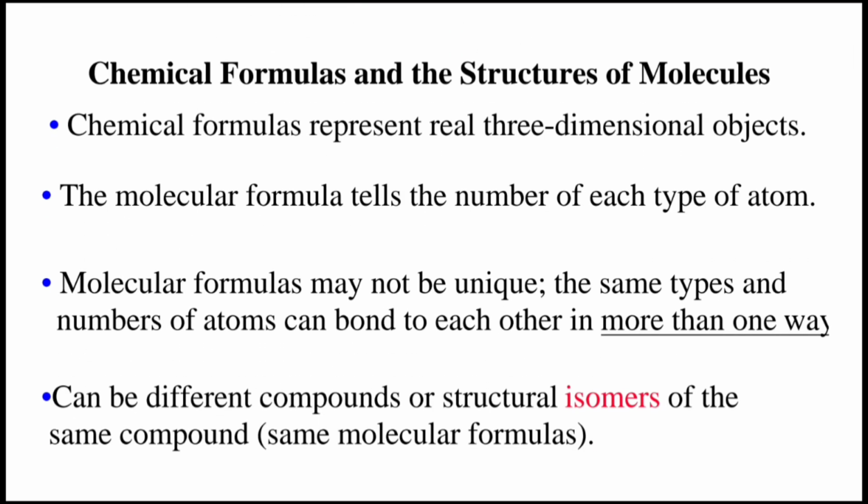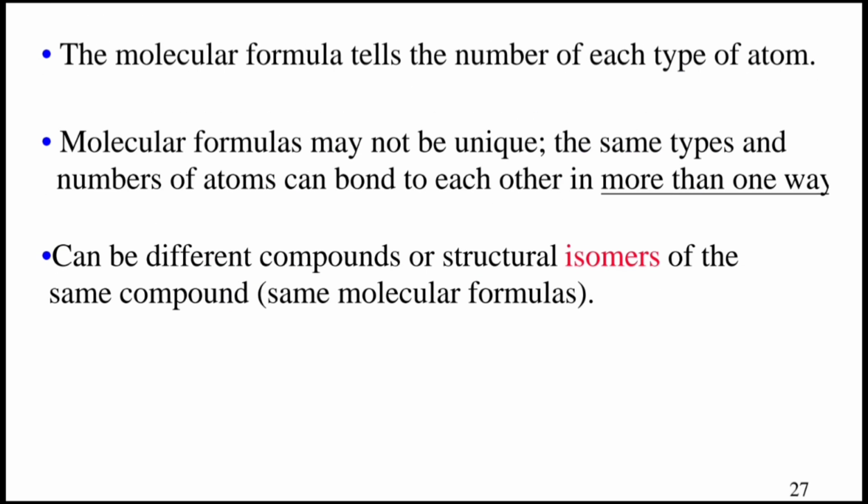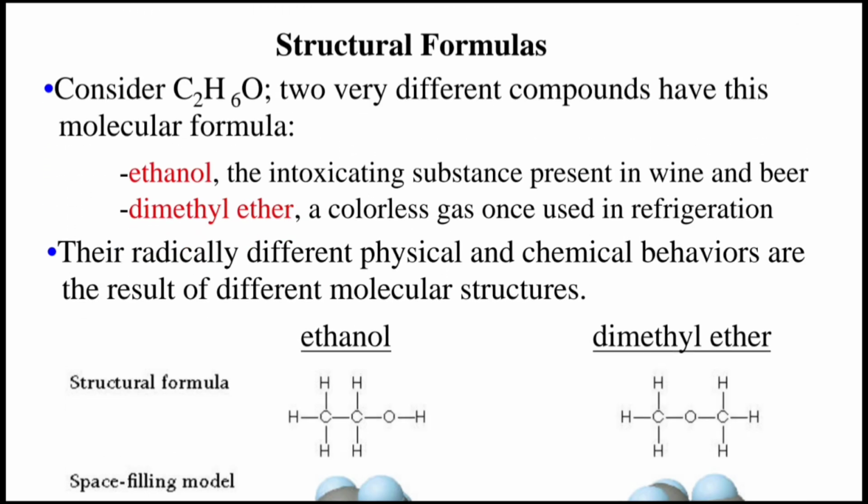Chemical formula and structure of molecules. A chemical formula does not represent the three-dimensional object. The molecular formula tells the number of atoms of each element. A molecular formula may not be unique. The same types and number of atoms can bond to each other in more than one way, giving different compounds or structural isomers with the same molecular formula. You can see the structural formula here.